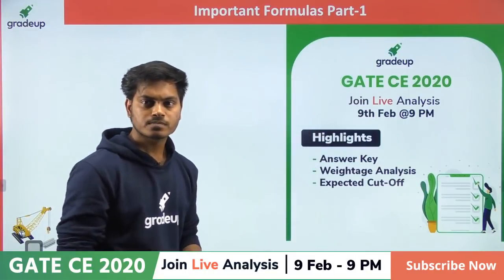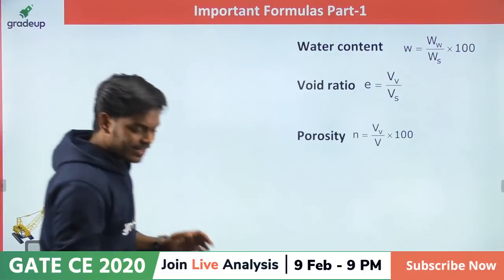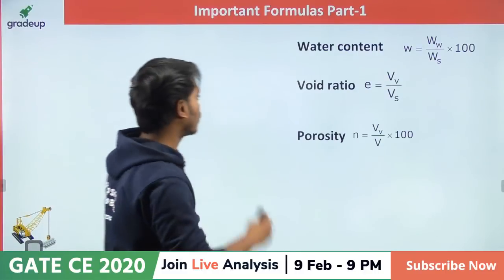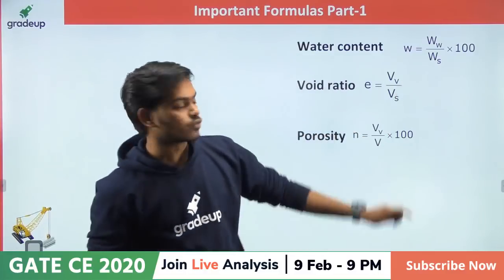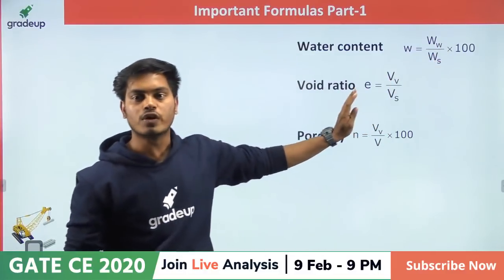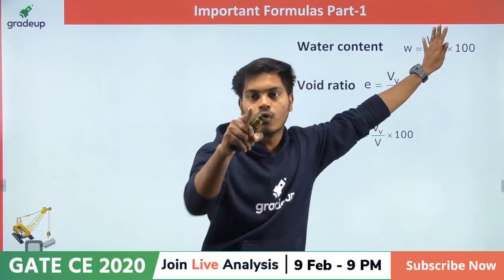स्टार्ट करते हैं अब. चलो. So soil से स्टार्ट करते हैं, फटाफट से स्टार्ट करते हैं. So first formula is from your first chapter, water content. How you can get the water content? So simply just weight of water upon weight of solids into 100. You will be getting your water content.